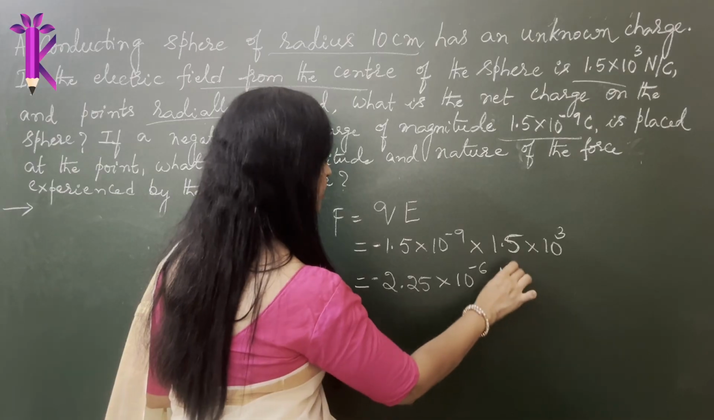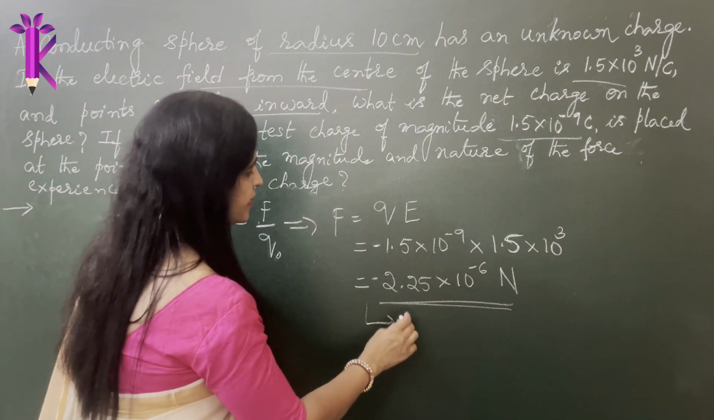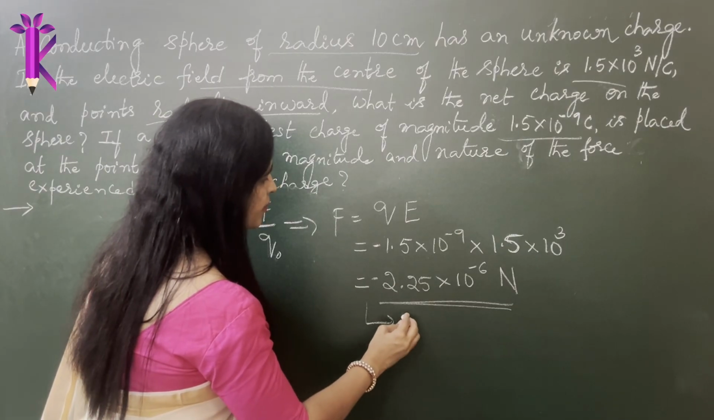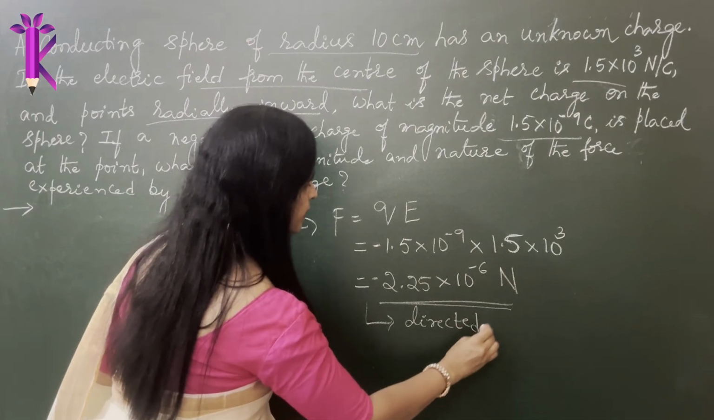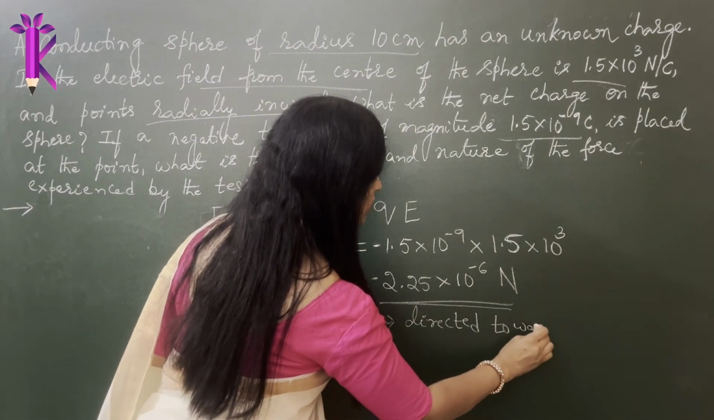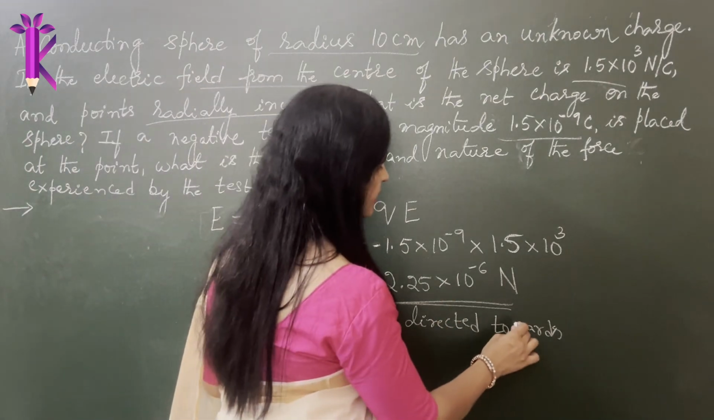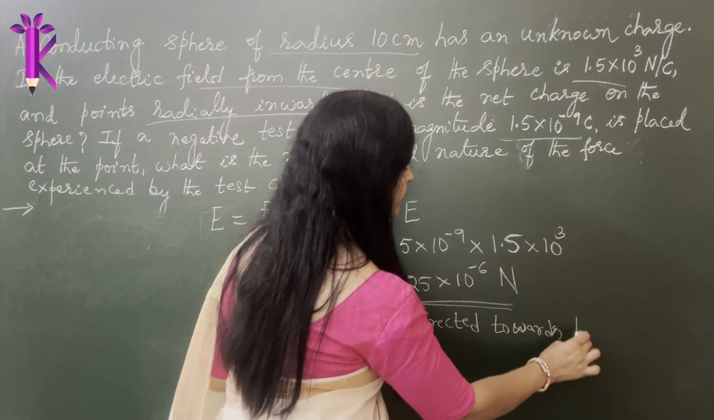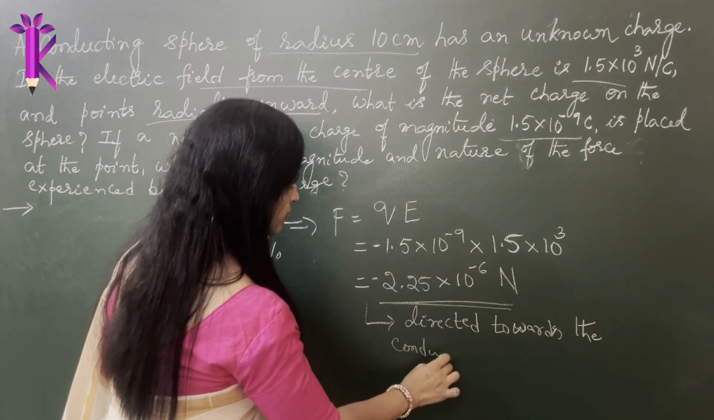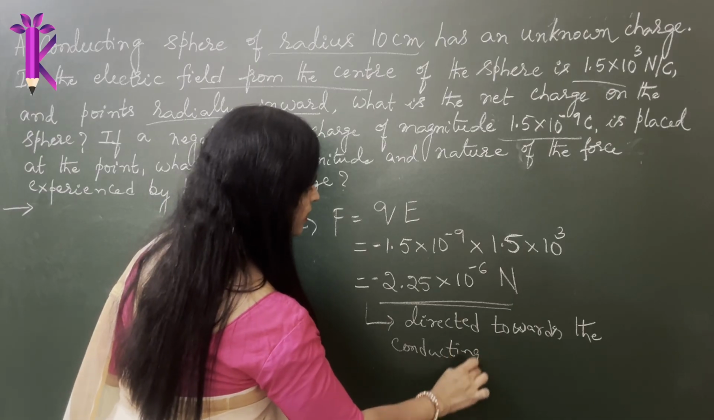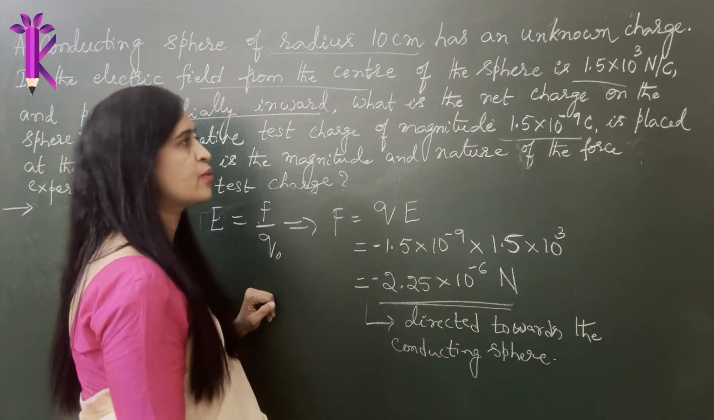Force is measured in Newton. It is negative. What does the minus sign indicate? It indicates the force is directed towards the conducting sphere. That is the nature. This gives you full marks. You have to write what the negative sign indicates. The negative sign only tells us the force is towards the center of the conducting sphere. I hope you are able to answer these questions well.